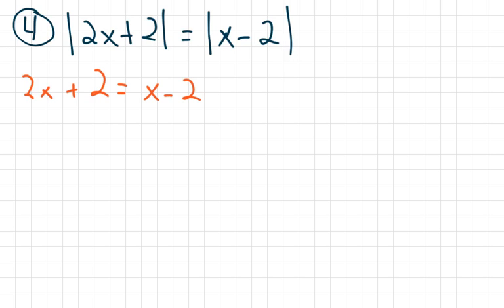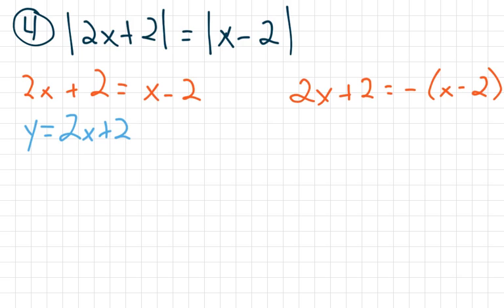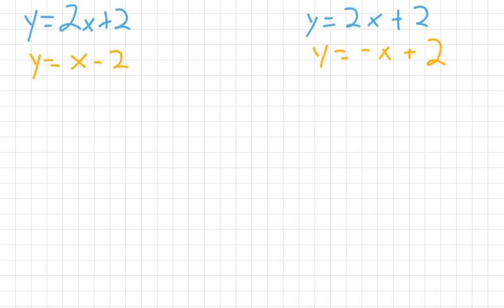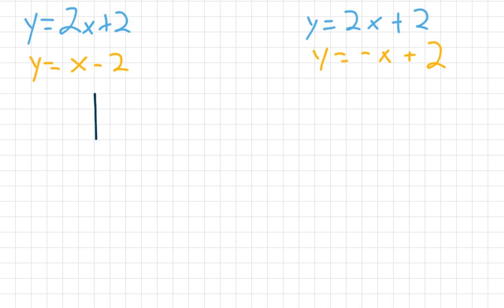The second equation, 2x plus 2 is equal to negative, and then x minus 2 again. Okay, and then you can split it into two separate equations. y equals 2x plus 2 and y equals x minus 2. Do the same thing on the right hand side. y equals 2x plus 2 and y equals, again, distribute a negative 1 here, negative x plus 2. And then we can go ahead and graph these two systems.